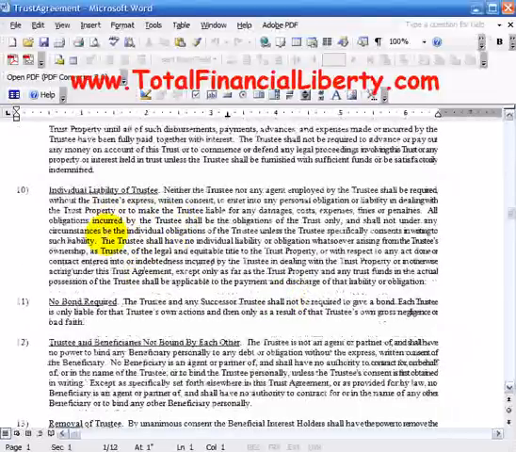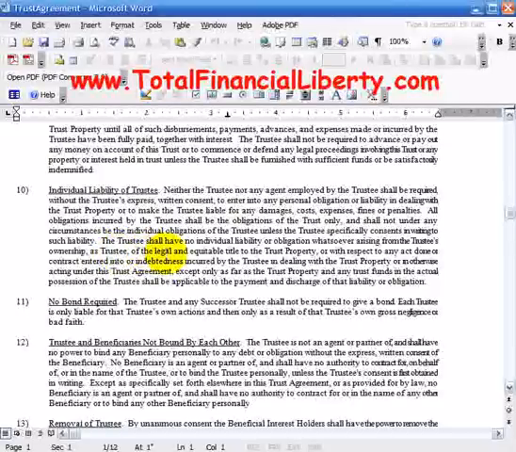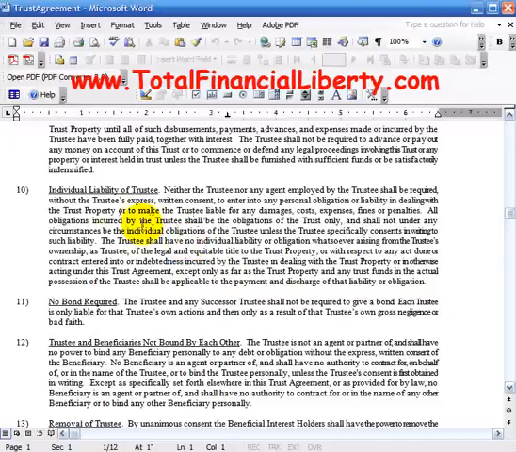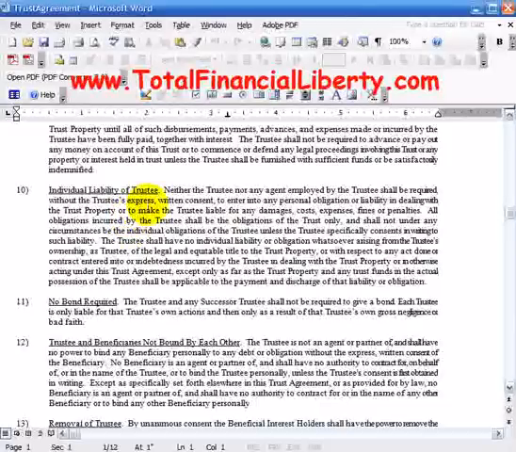Here is a section that will answer a trustee when you ask them to be a trustee, and they go, well, why would I want to do that? I'd have all this liability. Well, no. And right here where it talks about the individual liability of the trustee, it says that neither the trustee nor any agent employed by the trustee shall be required, without the trustee's express written consent, to enter into any personal obligation or liability.